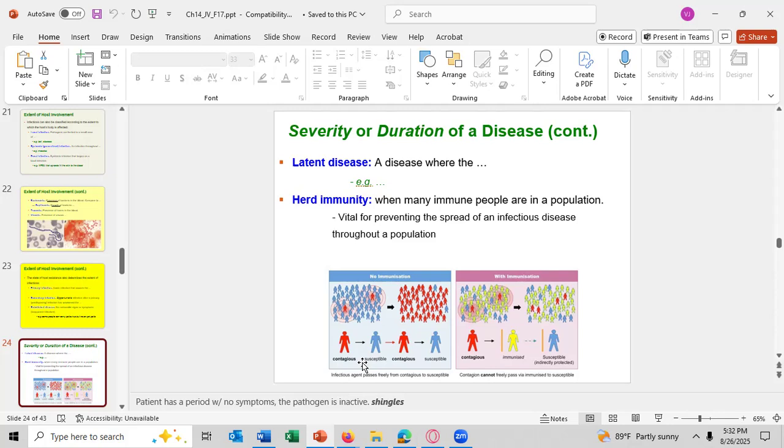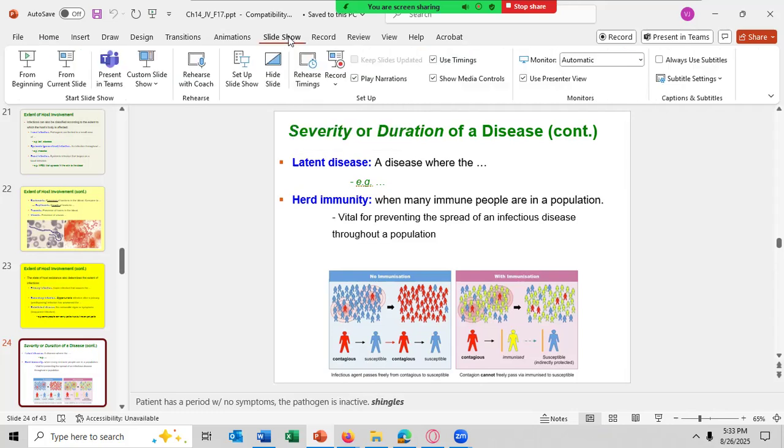All right. Herd immunity, another term you need to know, that's when many immune people are in a population and they protect the non-immune people from getting a disease. This is actually the whole point of vaccination, to create herd immunity. Let me blow this up so you can see it better.